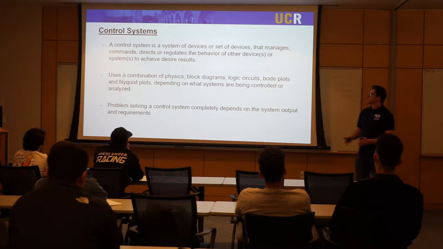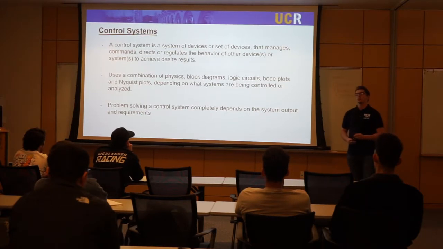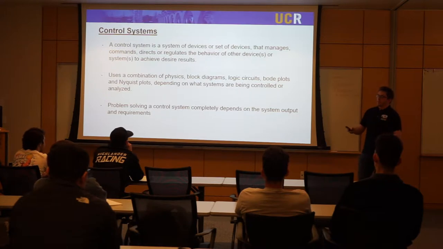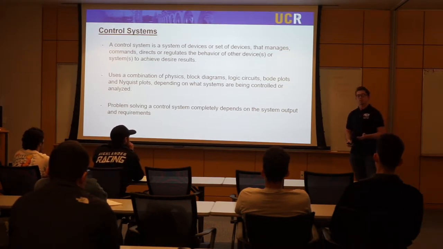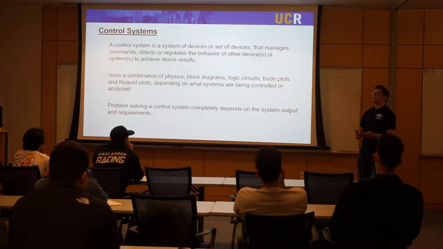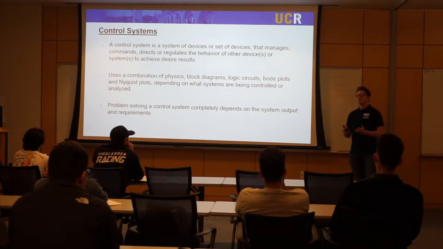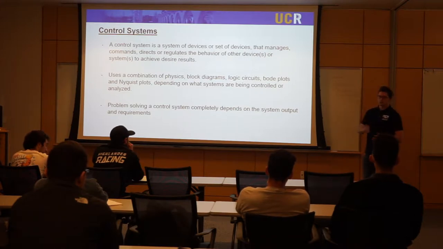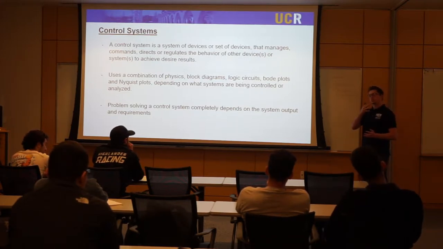So likewise, a control system uses a combination of physics, block diagrams, logic circuits, Bode plots, and Nyquist plots, depending on what systems are being controlled or analyzed. Physics, that's kind of a given, because you're going to be dealing with some system and it's going to have some governing equation, some factor that you're going to have to work with. So you'll have to account for those kinds of things. Block diagrams are a very useful tool to help dictate your logic going through some control system. You're going to have your set inputs, you're going to have your set outputs. It essentially shows the path it takes to get there.